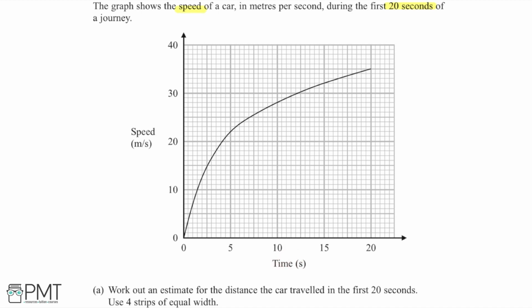And we're asked to work out an estimate for the distance travelled by the car in the first 20 seconds of motion. And to do this, we're asked to use 4 strips of equal width.